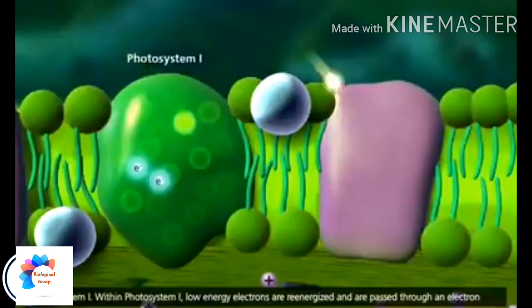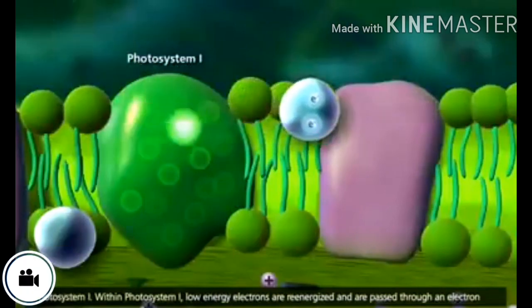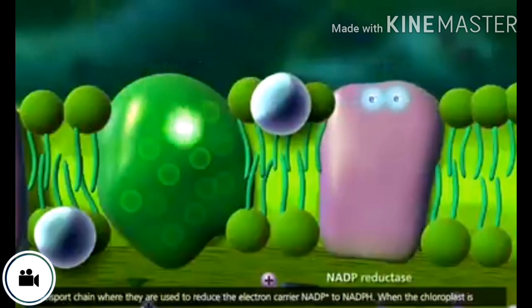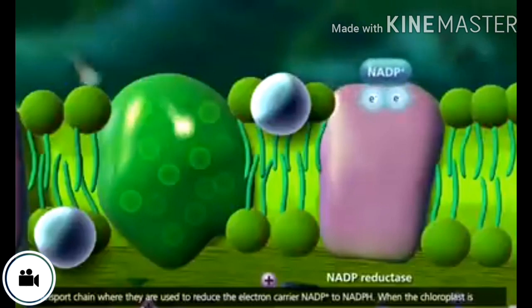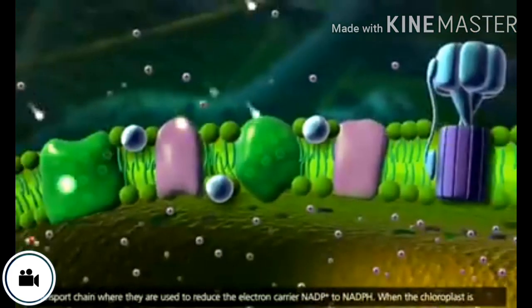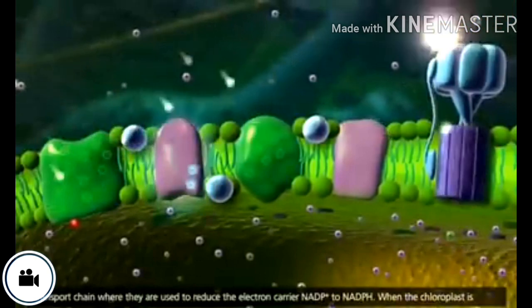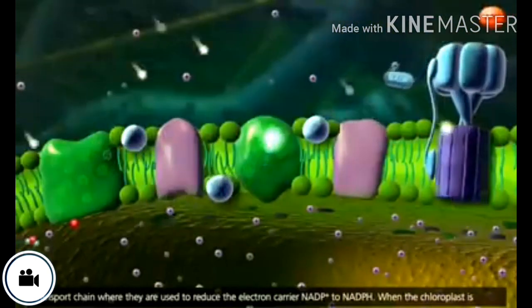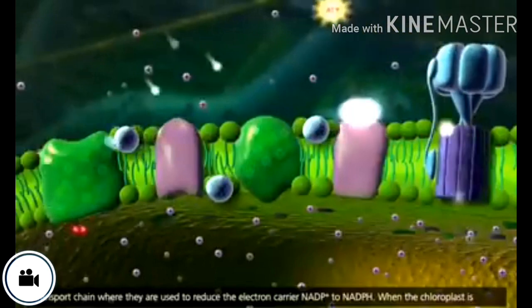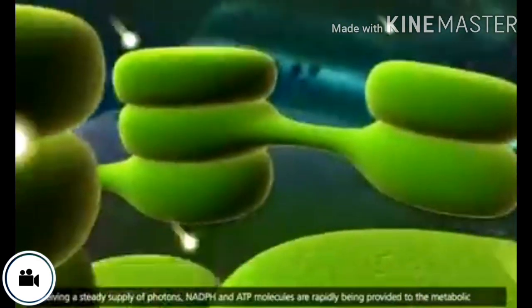The low energy electrons leaving photosystem 2 are shuttled to photosystem 1. Within photosystem 1, low energy electrons are re-energized and are passed through an electron transport chain, where they are used to reduce the electron carrier, that is NADP plus, and it is converted to NADPH. Here you see in the video how NADP, generally called the carrier of electrons, is used, and in this process the enzyme NADP reductase is used. So here the NADP comes, carries the electron and is converted to NADPH.